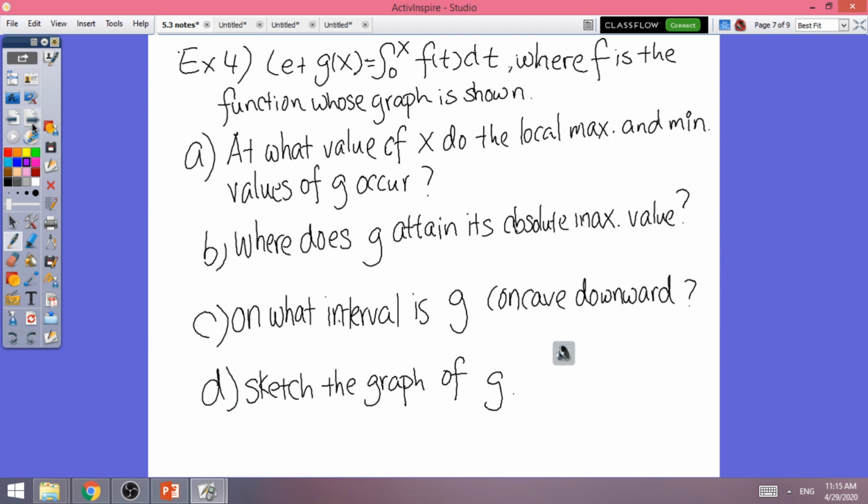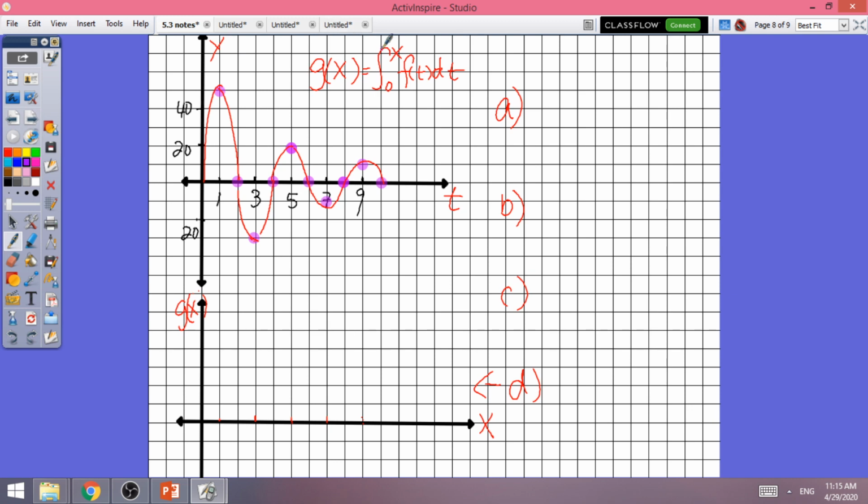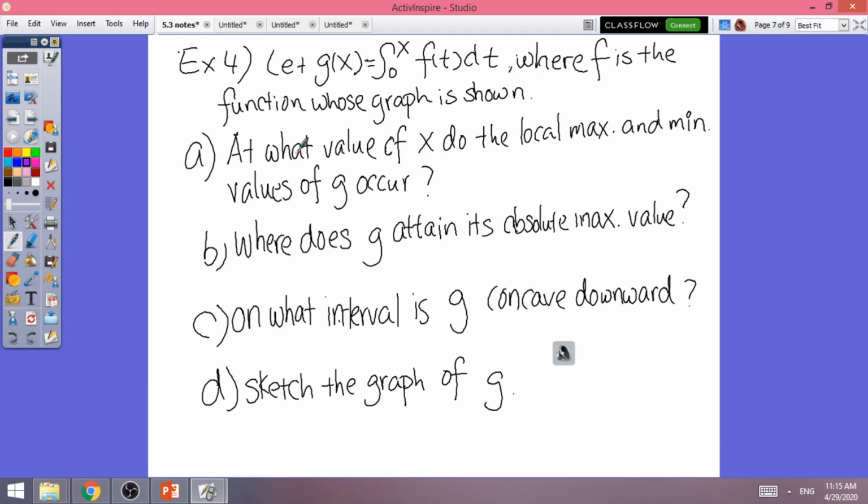Here's the graph we have for f of t. This one is just the graph of f of t. So basically we're going from the derivative, and we want to analyze this whole thing to get all the critical conditions, like the max, min, points of inflection, and concavity, and then we can figure out the graph of the original function. Now for A, let's see what that is asking for. For what value of x do the local max and local min values occur?